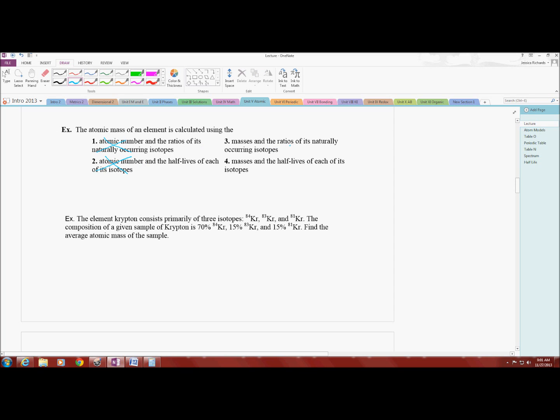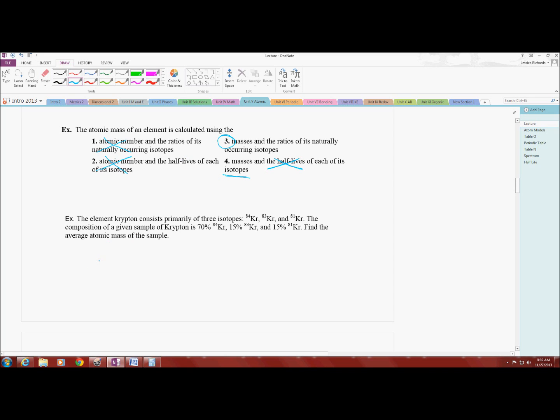That leaves us with ratios of isotopes or half-lives. Right now it's pretty simple because we haven't talked about half-lives yet, so half-lives must be wrong. And it's a little tricky because they use the term isotope here, but look for other keywords. So it's not going to be half-lives; it's masses and the ratios. You kind of have to memorize that. That's going to be your answer. This is typically how they're going to ask you about the atomic masses in a multiple choice question.